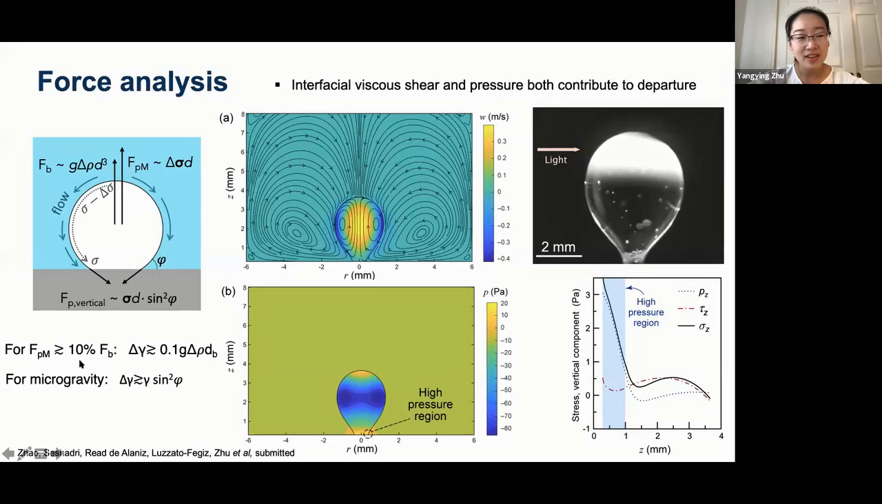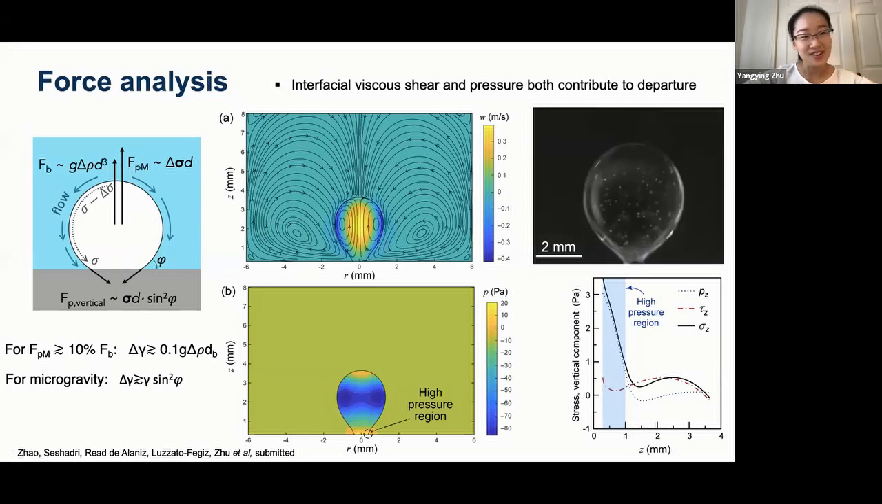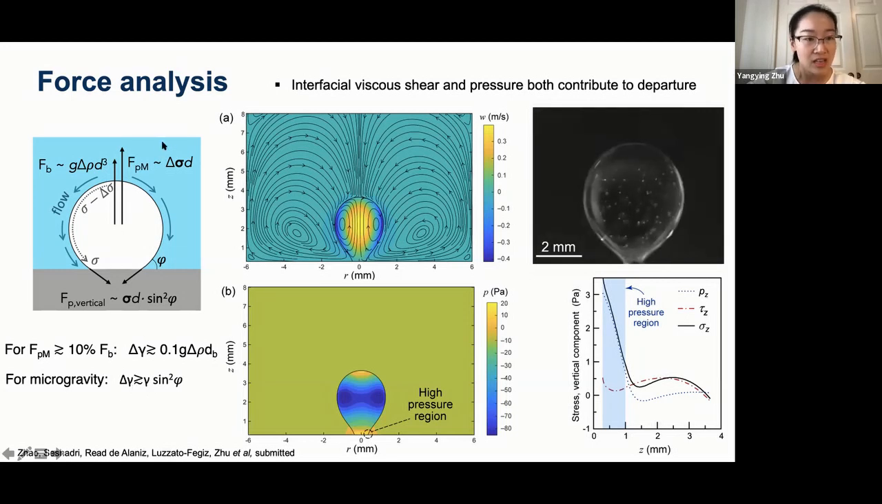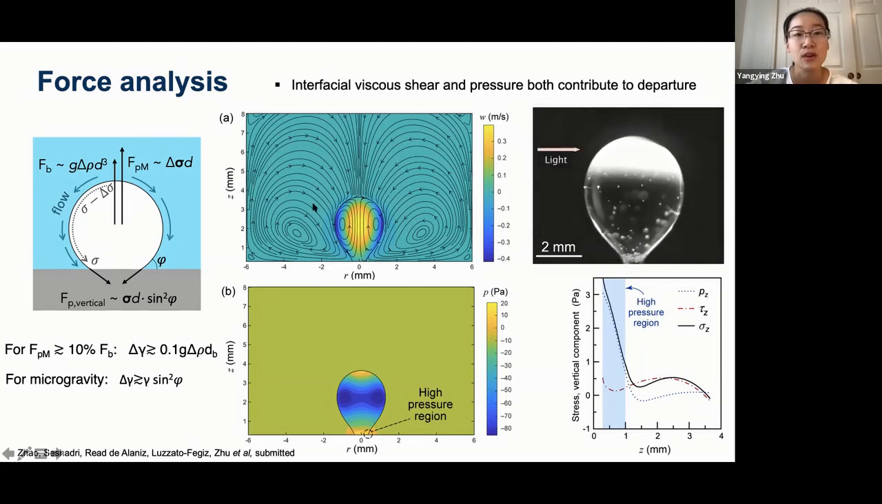However, if you're in microgravity, completely no buoyancy, and you want the bubble to depart, you want the photo-Marangoni force to completely balance the pinning force. The required surface tension change becomes this relation: Δγ needs to be greater than γ times a factor. It's also dependent on the contact angle, so a more hydrophilic surface would naturally be easier to depart the bubble, even when we add the photo-Marangoni force.